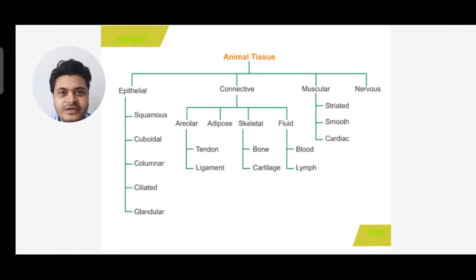Animal tissue is divided into four parts: epithelial, connective, muscular and nervous. So epithelial I have already discussed, and connective I have discussed, and today I'll discuss the muscular tissue, and in the next class I'll be discussing the nervous tissue. So in the muscular tissue you see there are three different types. One is striated, smooth and cardiac muscle.